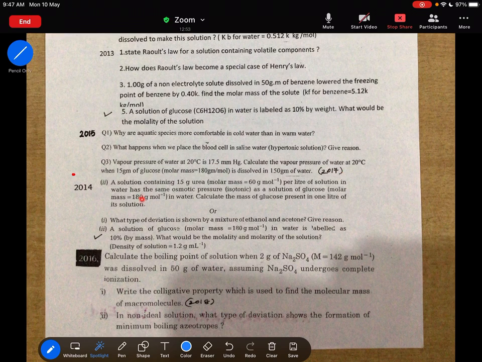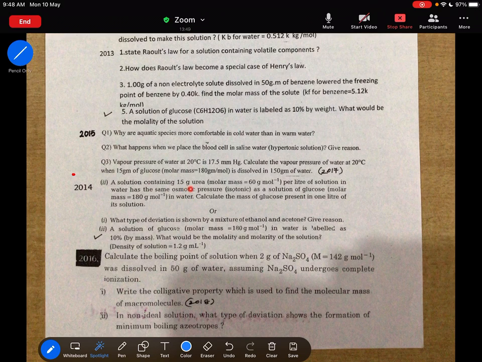direct question. Here, a solution containing 15 gram of urea, molar mass is given, per liter of the solution in water has the same osmotic pressure as a solution of glucose. Calculate the mass of glucose present in 1 liter of the solution. 15 gram of urea per liter of the solution. So, per liter means 1000 ml, so volume here is 1000 ml, and that solution has the same osmotic pressure as a solution of glucose in water.